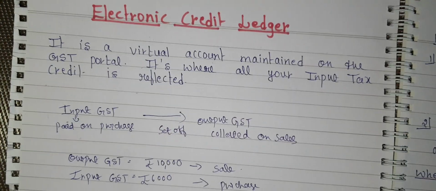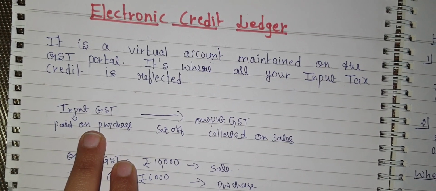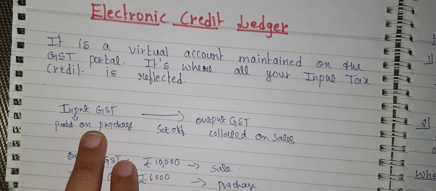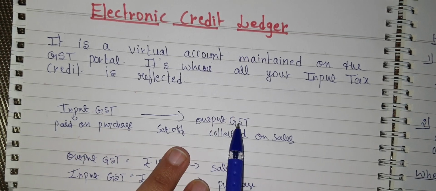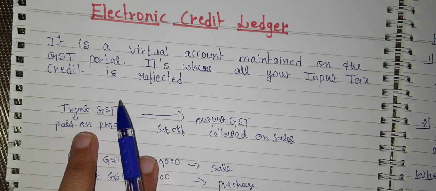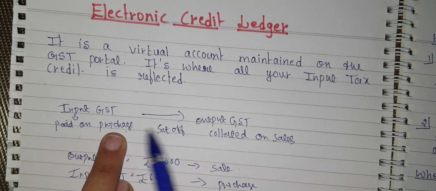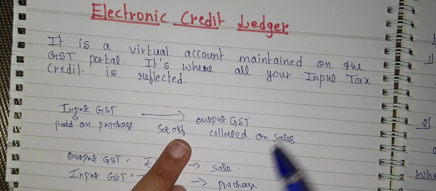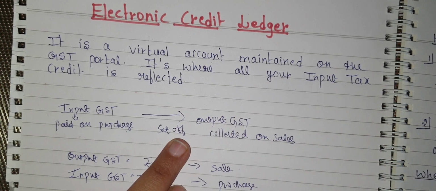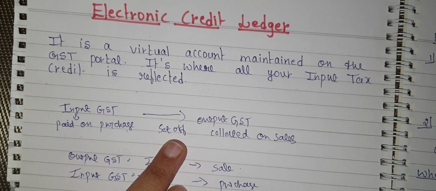See here, input GST means what? That which is paid on purchases is called input GST. And output GST means what? That which is collected on sales. Here input GST means you have paid the tax along with the purchase price, and output GST means you have collected the tax from the customer when you sold the goods to the customers.